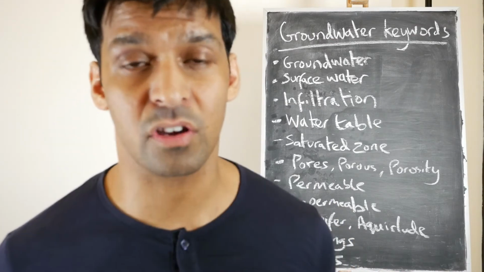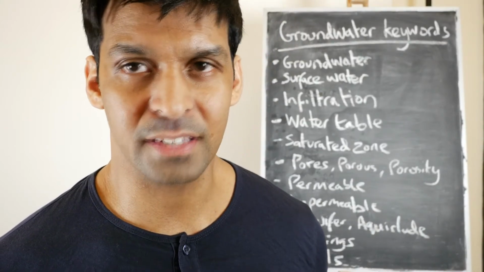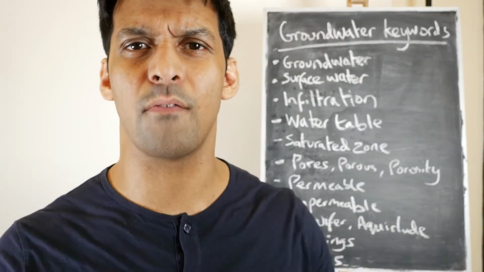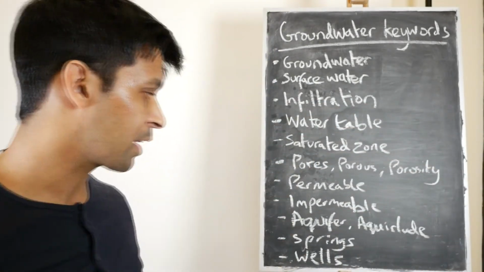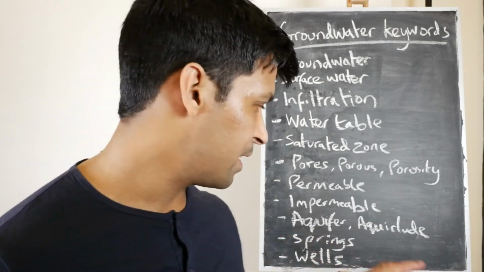Now, other things which are impermeable are things like metal, marble, glass. These are all things which will prevent water from going through them. So that's impermeable. Next, we've got aquifer and aquiclude.